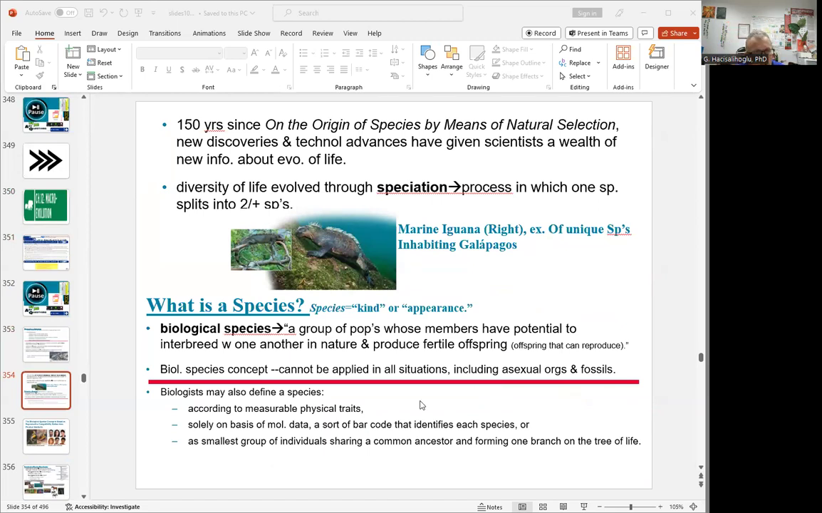To recap, we have three chapters, 10, 11, and 12: DNA technology, and then two evolutionary chapters.